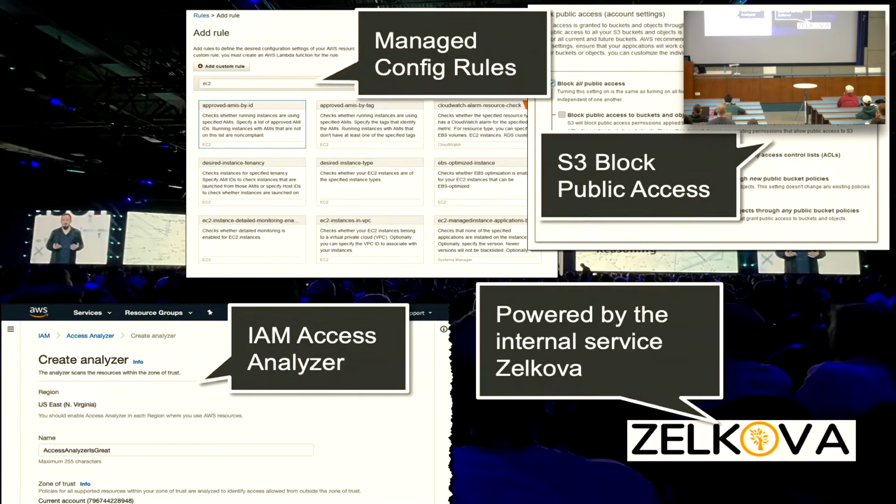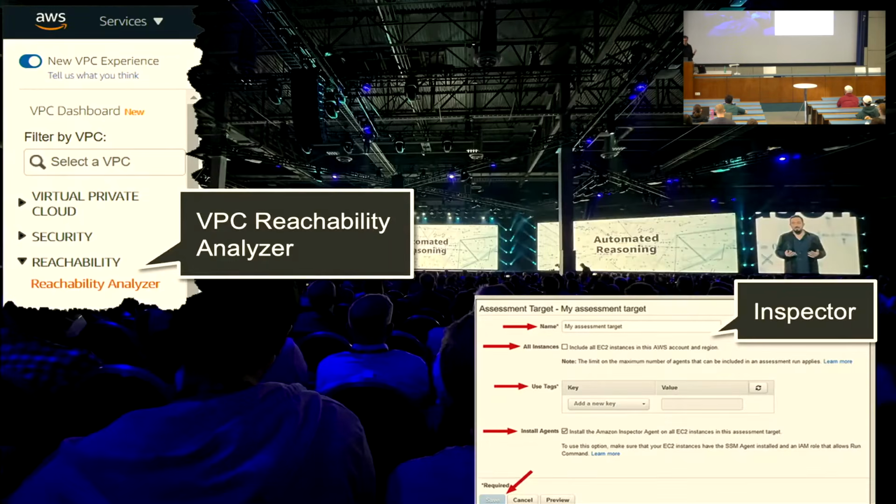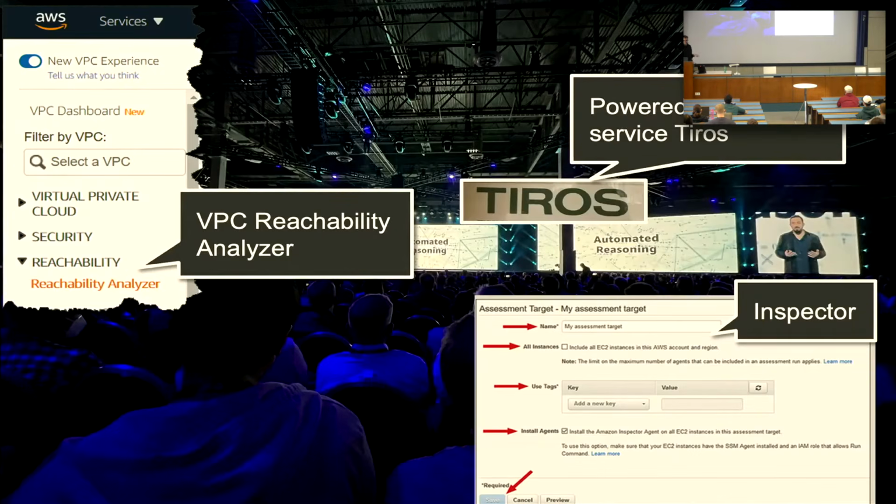Zelkova basically encodes the semantics of the AWS policy language into logic, and then we can compare different policies and ask questions about which is weaker or stronger than the other. We use that a lot internally, and we use it to power these services. We also have a customer-facing feature called VPC Reachability Analyzer, another one called Inspector, and some others, and a bunch of internal stuff. They're all using this thing called Tiros, which is again an encoding of the semantics of EC2 networking into mathematical logic, and then we use solvers to answer questions around reachability.